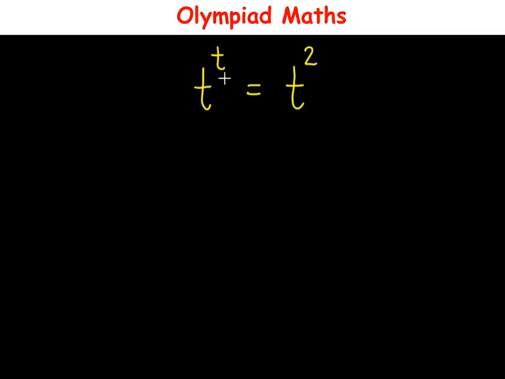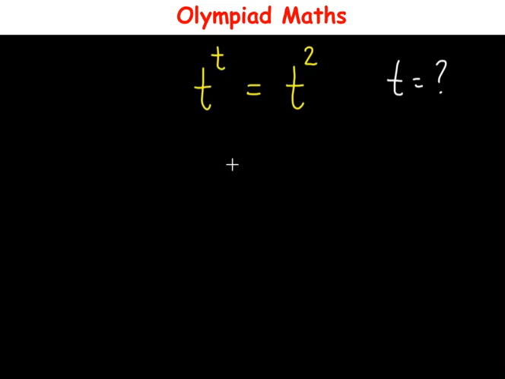So we have t raised to power t is equal to t raised to power 2, and here we have to solve for the value of t. So t is the unknown we have to solve for. Okay, now you see, by mere inspection we can conclude that the value of t is equal to 2.